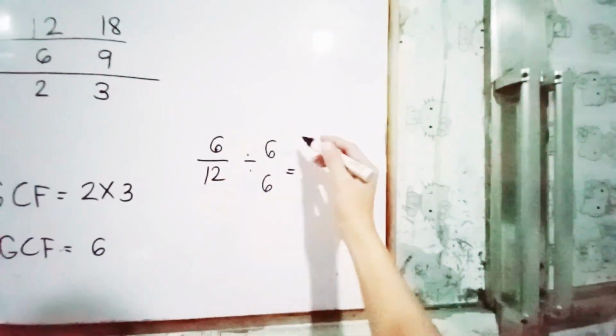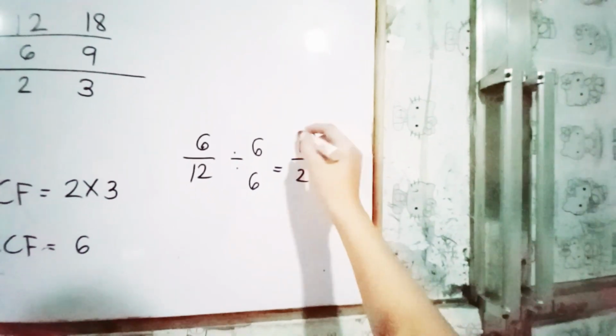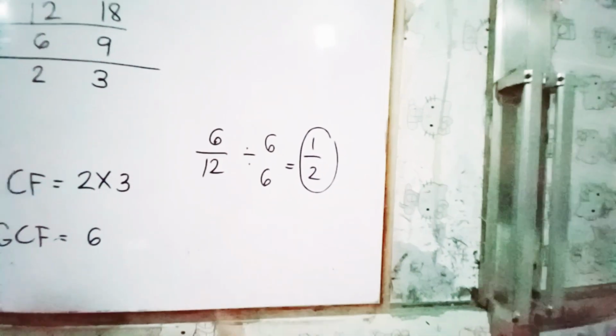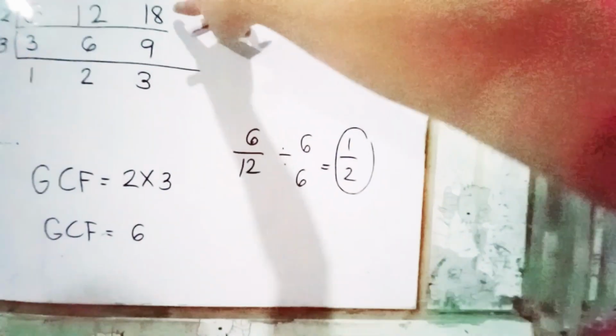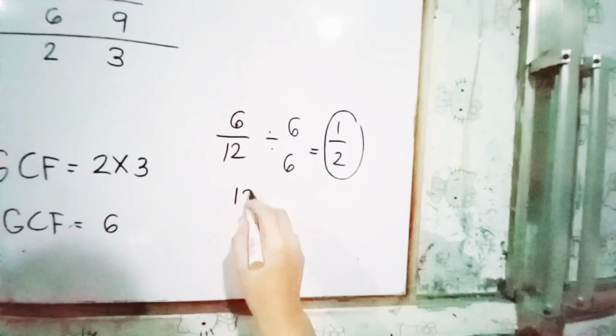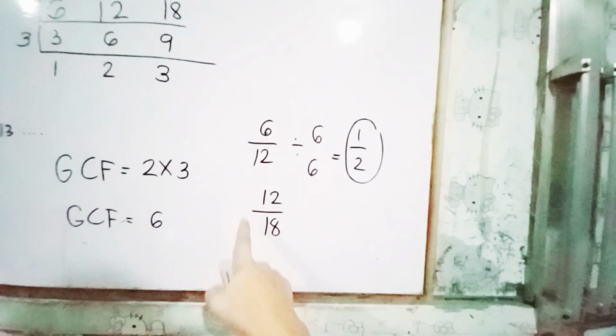6 divided by 6 is 1. 12 divided by 6 is 2. Therefore, 1/2 is the lowest term of 6 over 12. Another example, we will use 18. So we will have 12 over 18. So again, the GCF of 12 and 18 is 6.